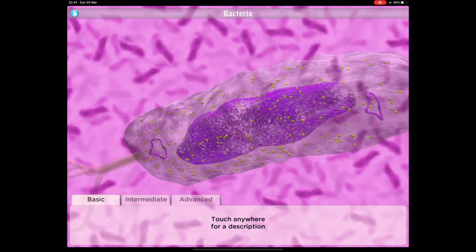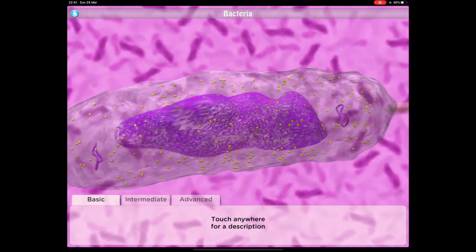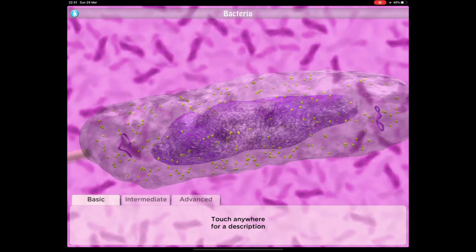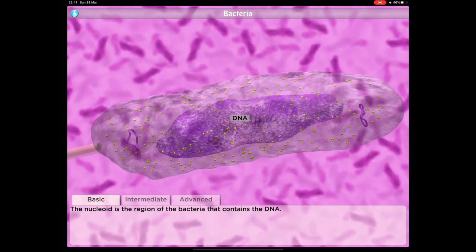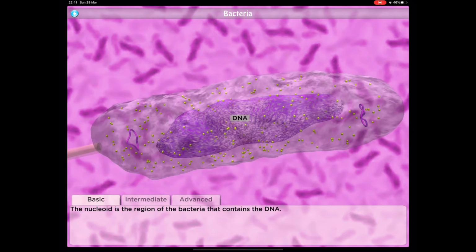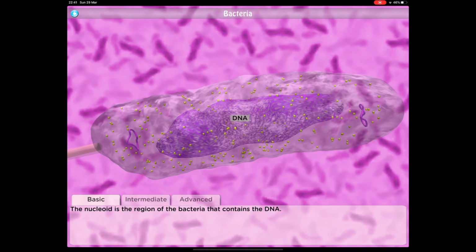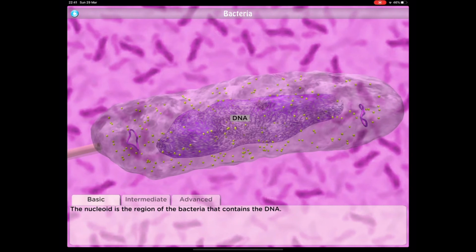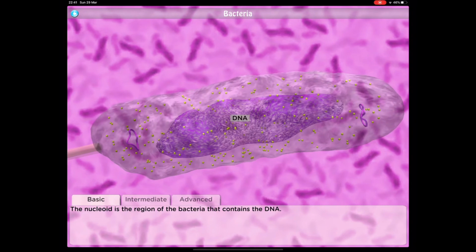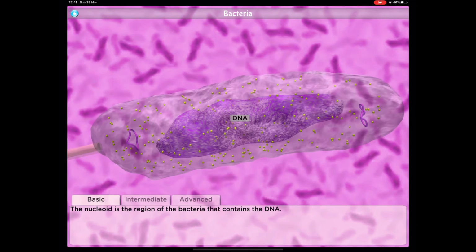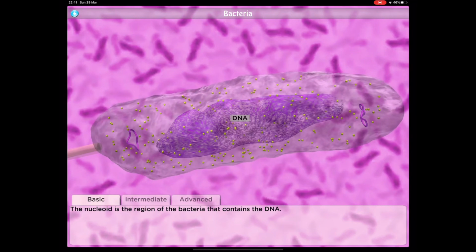Now, just be aware of that, okay? So this is not a nucleus. You're not seeing a nucleus here. You are seeing genetic material that is not contained within a nucleus. Now, it says the nucleoid is a region of bacteria that contains the DNA. But be careful at this point, because at your level and for your exam, you need to state that the DNA is not contained within a nucleus for bacteria.